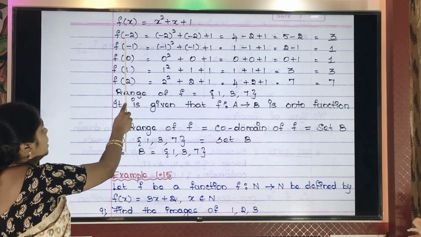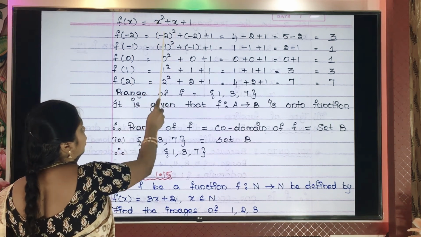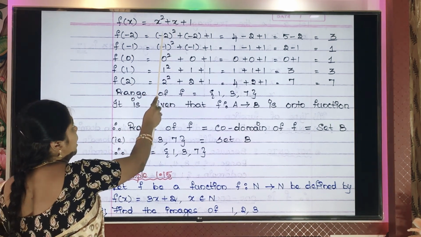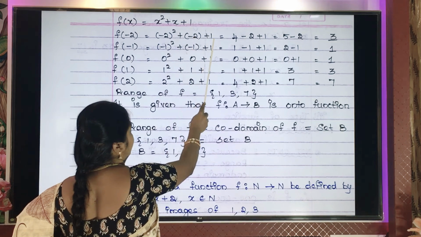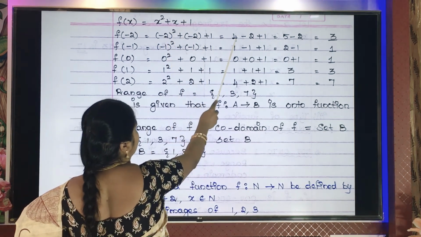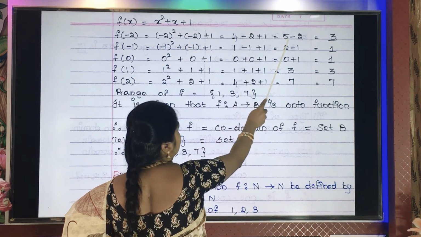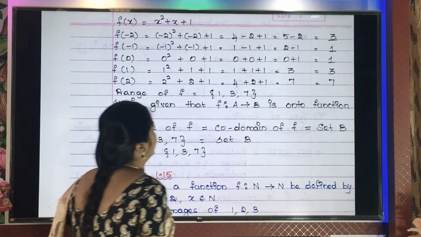So f of minus 2. First write minus 2. Wherever x is there, you have to substitute minus 2. Minus 2 square plus minus 2 plus 1. When you simplify this, minus 2 squared becomes 4, plus into minus is minus 2, plus 1. 4 plus 1 is 5. 5 minus 2 is 3.